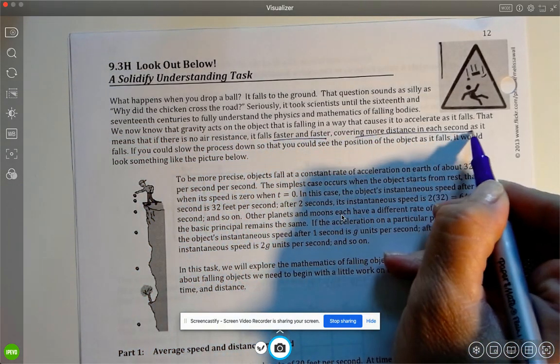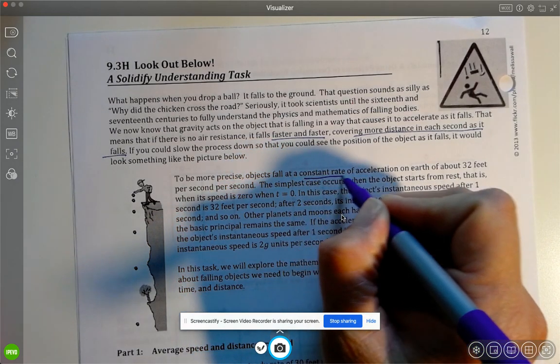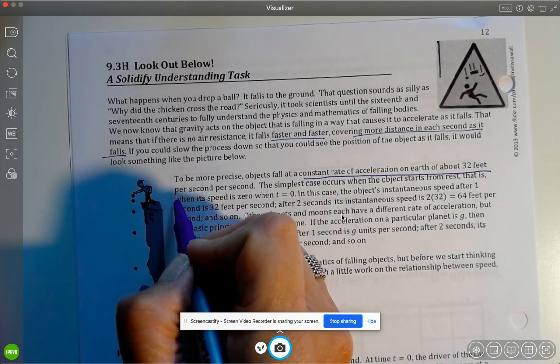as it falls. If you could slow the process down so that you could see the position of the object as it falls, it would look something like this picture. So to be more precise, objects fall at a constant rate of acceleration on Earth of about 32 feet per second per second.